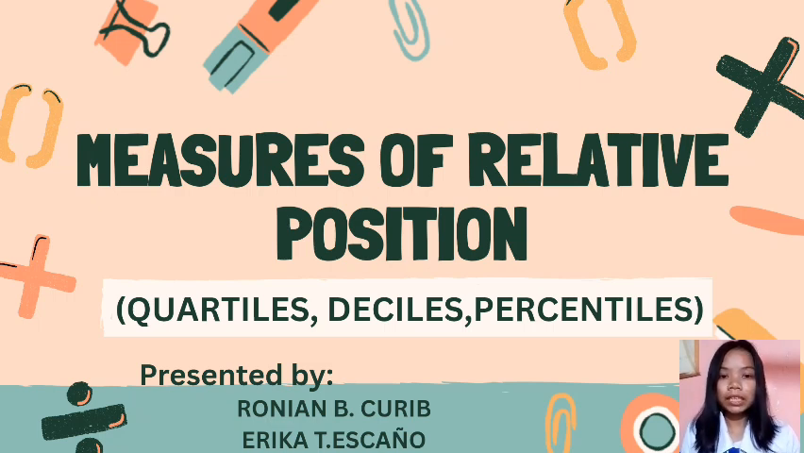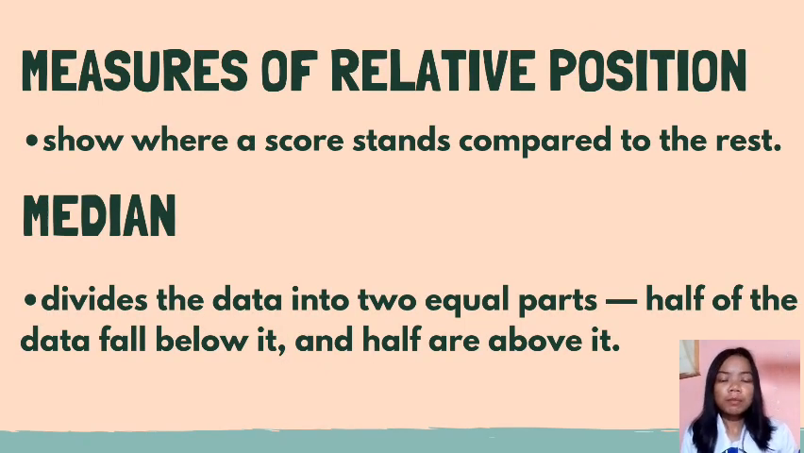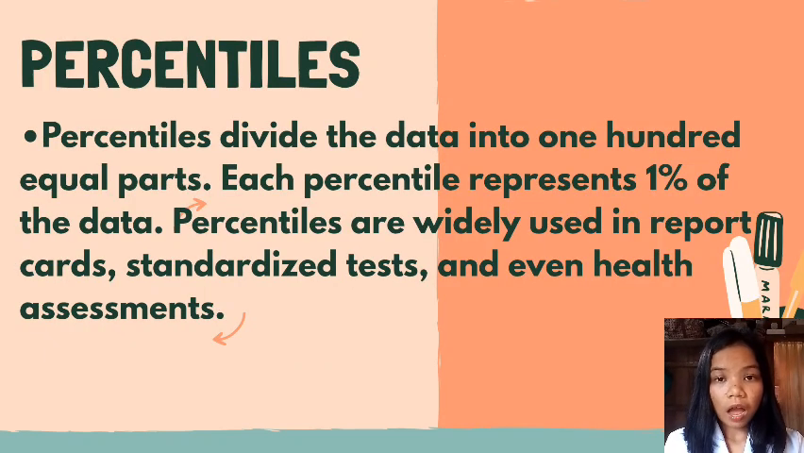Today, I will be tackling the measures of relative positions, percentiles. Measures of relative position show where a score stands compared to the test. Median divides the data into equal parts, with half of the data below it and half of the data above it.